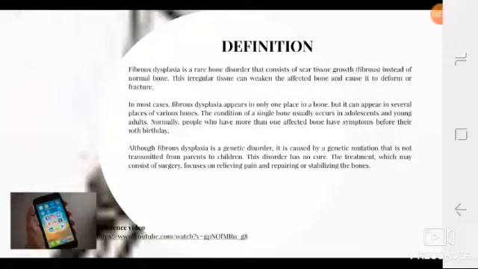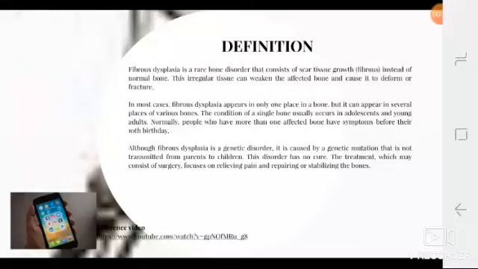In most cases, fibrous dysplasia appears in only one place in a bone, but it can appear in several places of various bones. The condition of a single bone usually occurs in adolescents and young adults. Normally, people who have more than one affected bone have symptoms before their 10th birthday.